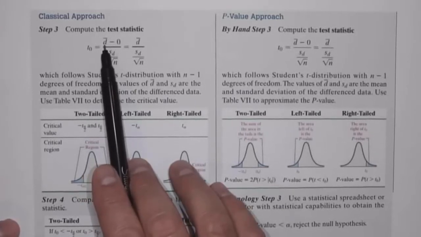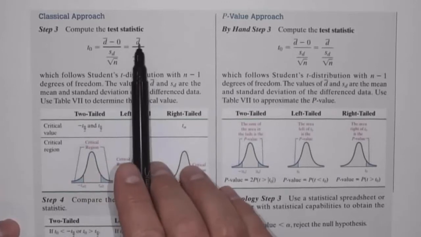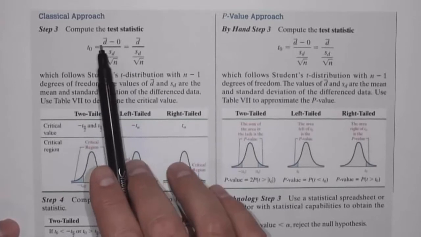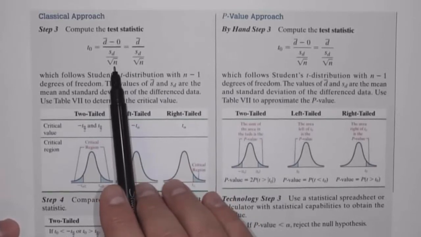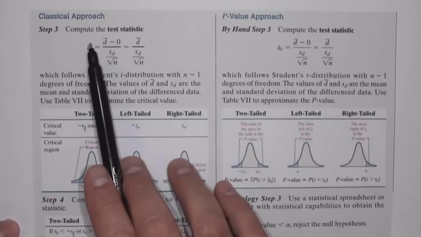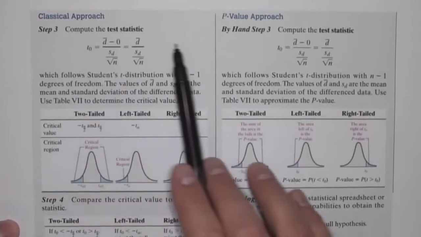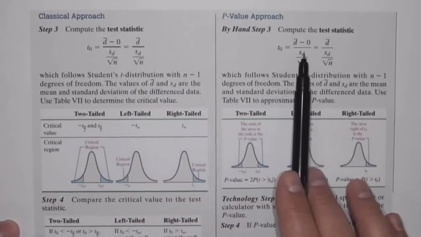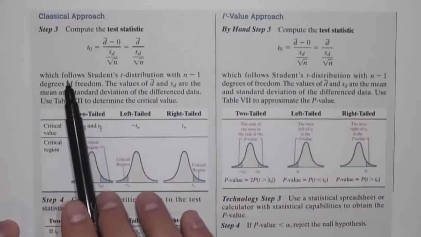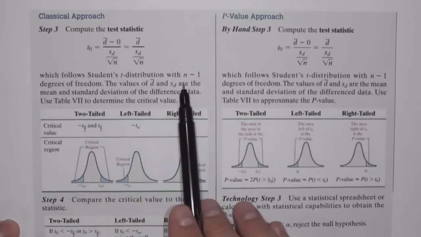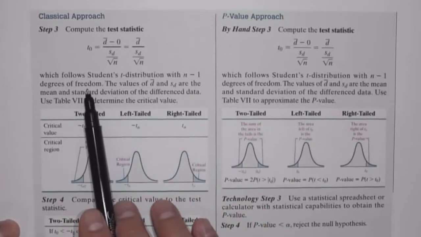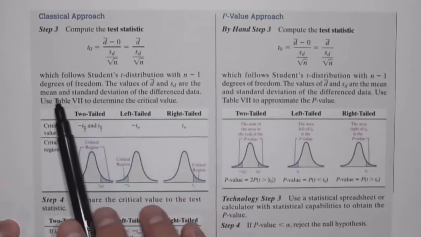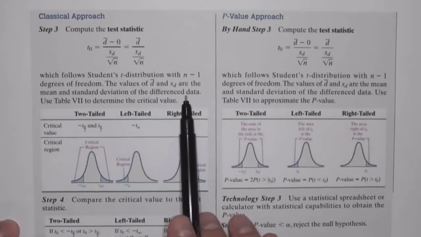So T0 is equal to D bar minus 0, which would just be D bar, divided by S sub D, which is the standard deviation of all of these differences, divided by the square root of n. Now whether we're using the classical approach or the p-value approach, either way we're going to calculate that test statistic. And that test statistic is going to follow student's t-distribution with n minus 1 degrees of freedom. The values of d bar and S sub d are the mean and standard deviation of the differenced data.